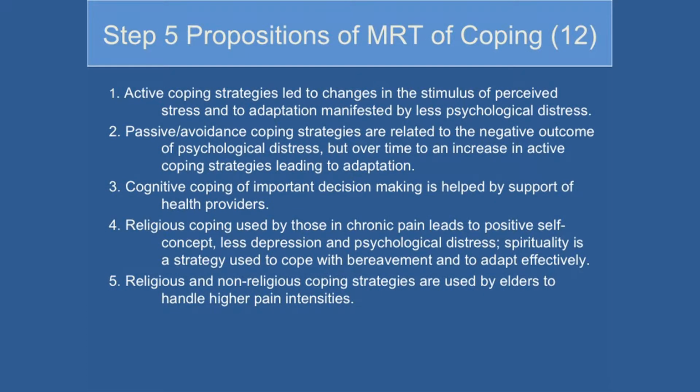First, active coping strategies lead to changes in the stimulus of perceived stress and to adaptation manifested by less psychological stress. Go down to number 3, cognitive coping of important decision making is helped by support of health providers. And number 4, religious coping used by those in chronic pain leads to positive self-concept, less depression, and psychological distress. Spirituality is a strategy used to cope with bereavement and to adapt effectively.